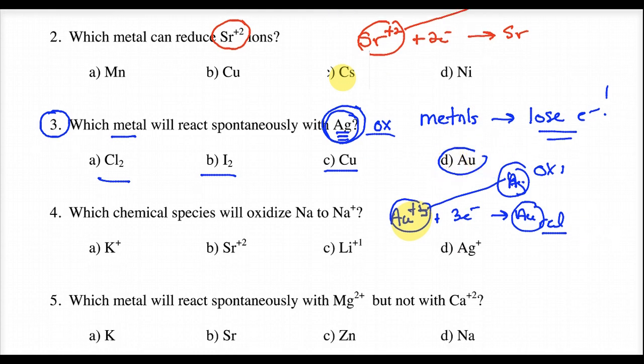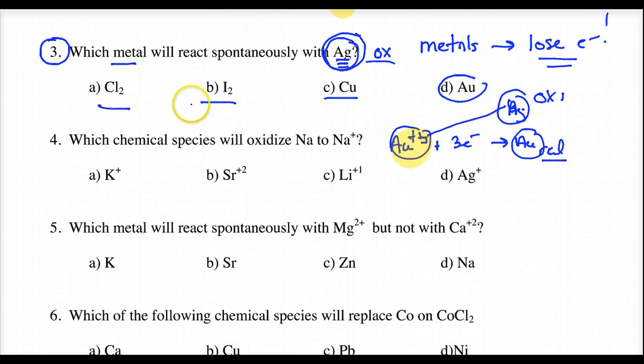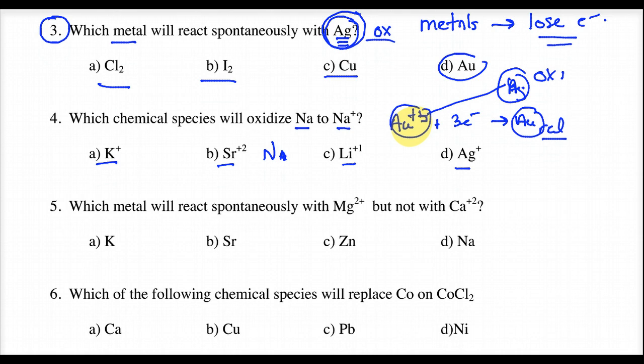And again, which chemical species will oxidize Na to Na plus? Well, if Na is going to oxidize, I'm looking for something to reduce to get positive volts. So I'm looking for an element below it. Although they're picking the ions now. Even though the ions aren't listed, we have to use our imagination. So these are all done the same way.